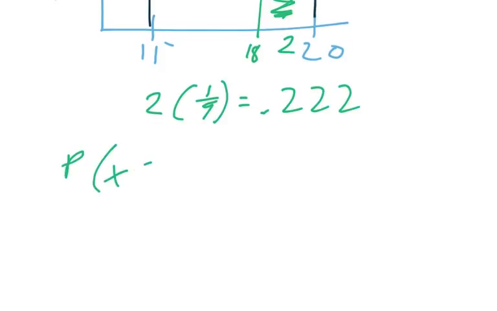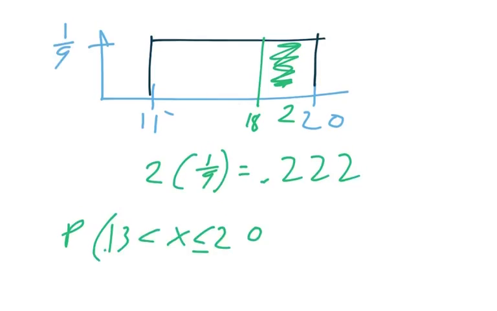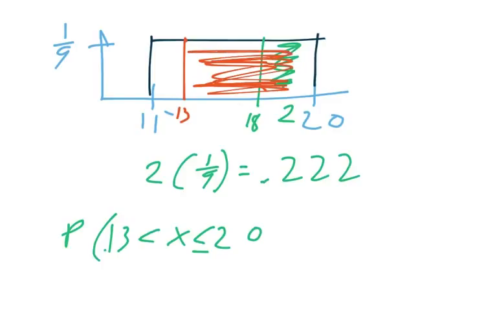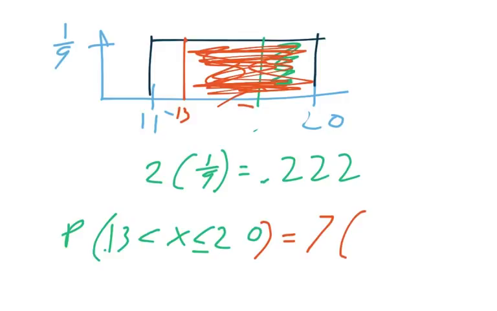Probability that x is less than 13. Oops. Let's rewrite that. 13 is less than x is less than or equal to 20. Once again, that "or equal" doesn't matter. So here's 13. So in between 13 and 20 is all of the orange, which is 7 as the base from 13 to 20, times 1/9 turns out to be 0.778.